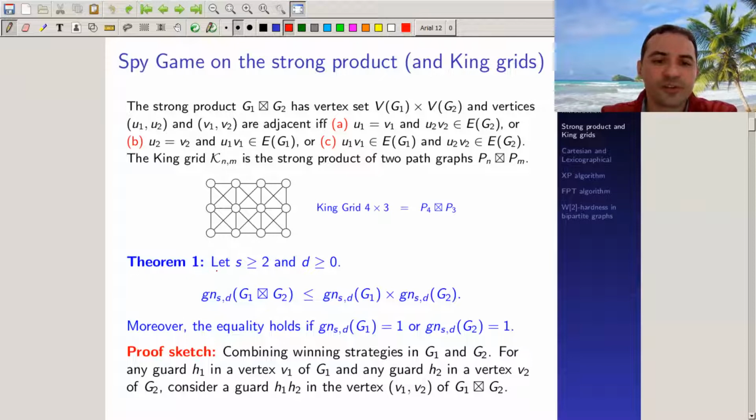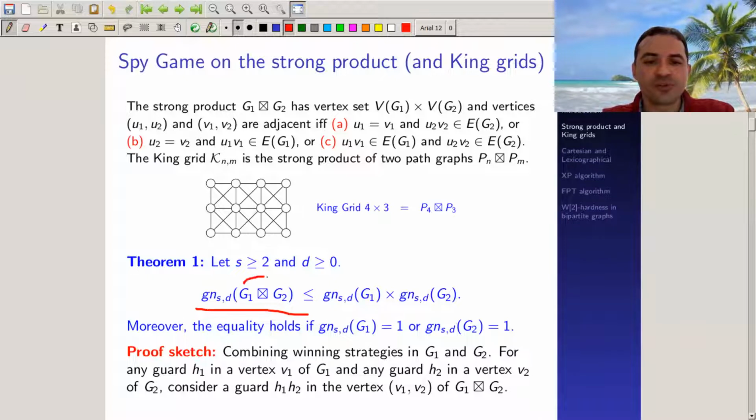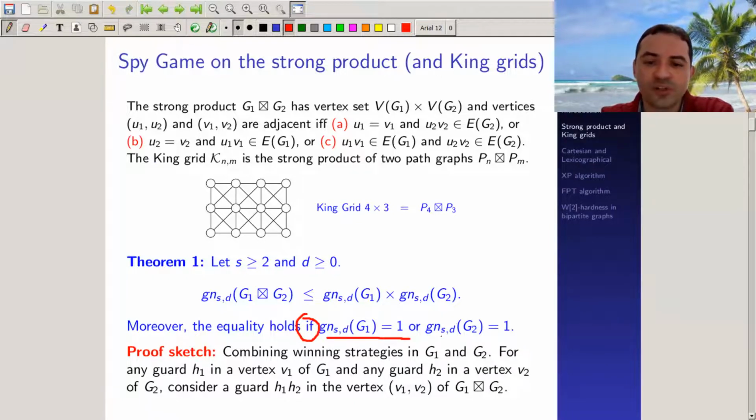So, if S is at least 2 and D is at least 0, the guard number of the strong product of G1 and G2 is at most the product of the guard numbers of G1 and G2. Moreover, the equality holds if the guard number of G1 is 1 or the guard number of G2 is 1. This is an if, not an if and only if, just an if.